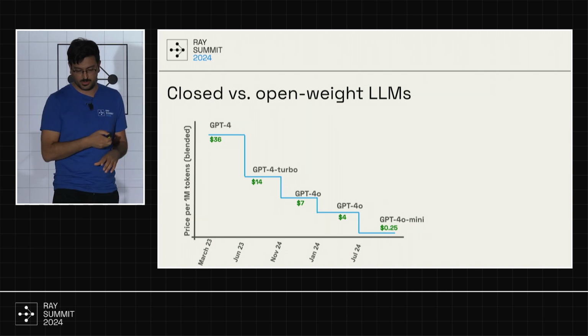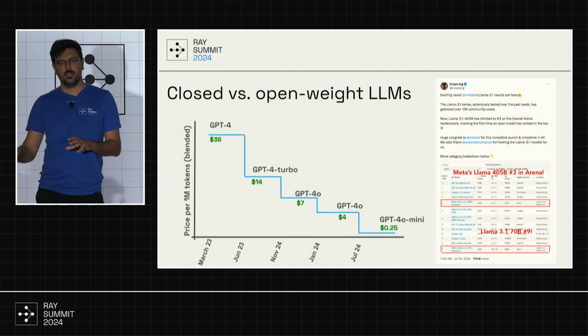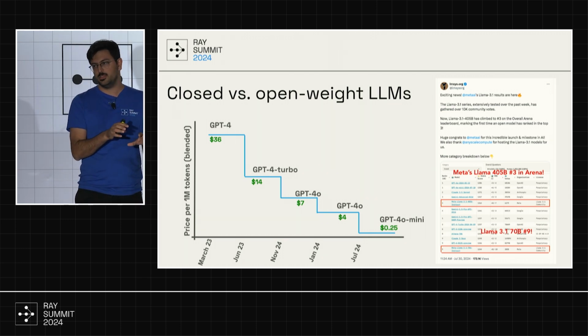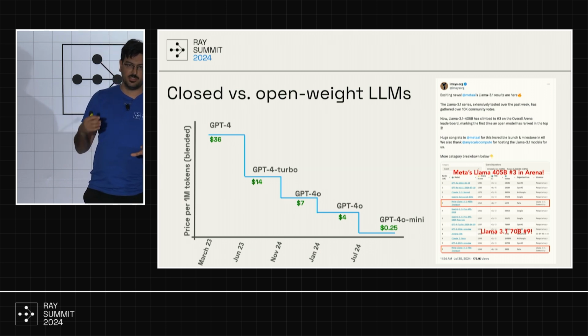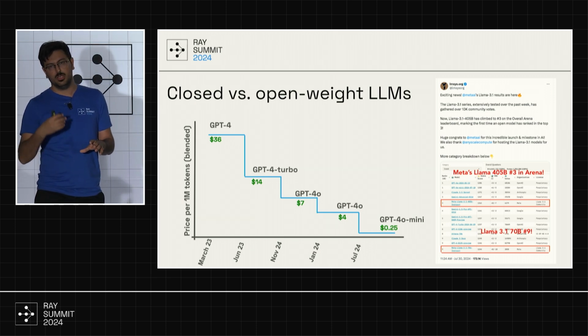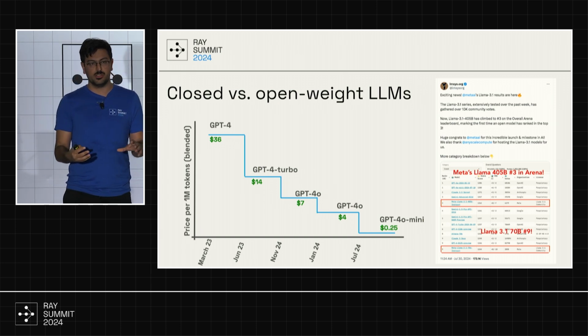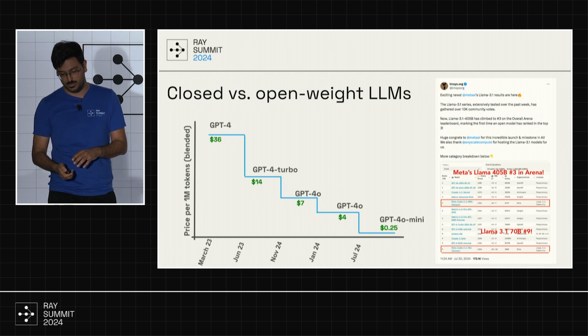And on the other side of the spectrum, open weight models have also been getting better, especially with pushes from Meta on the Llama side. So on both sides, they're addressing the shortcomings they had compared to a year ago. Closed models are getting much cheaper. Open weight models are getting much better in quality.